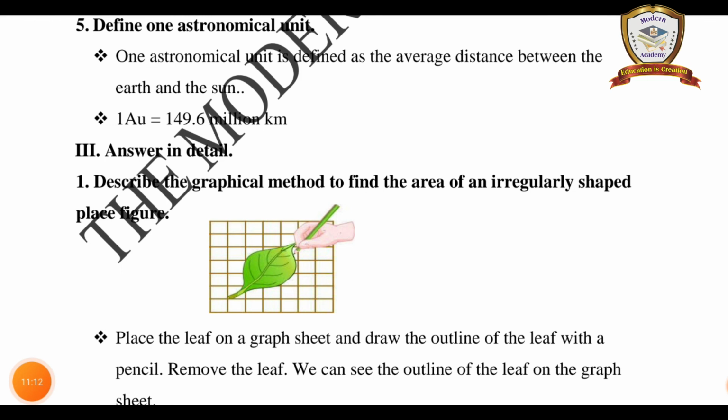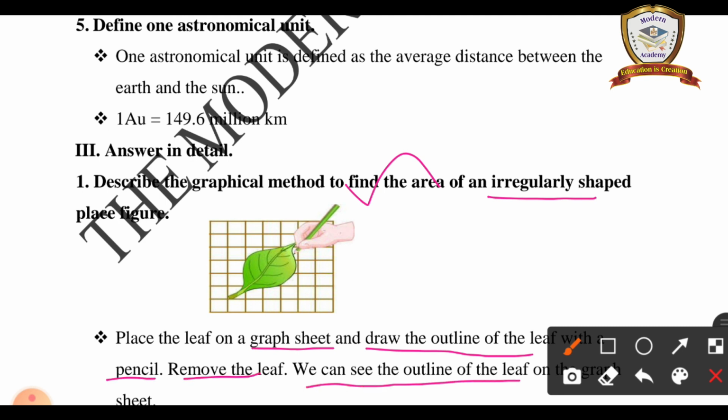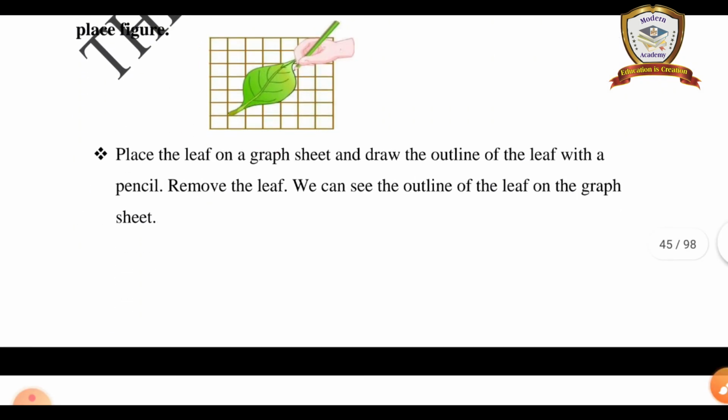Next, one important 5 mark question: describe the graphical method to find the area of an irregularly shaped figure. Place the leaf on a graph sheet and draw the outline of the leaf with a pencil. Remove the leaf, we can see the outline on the graph sheet.